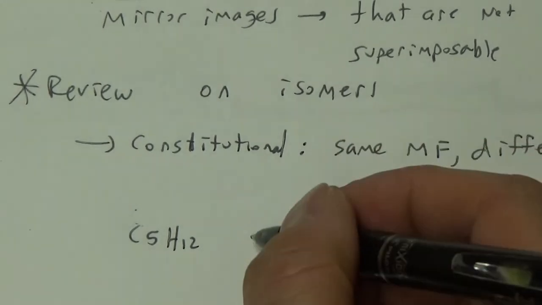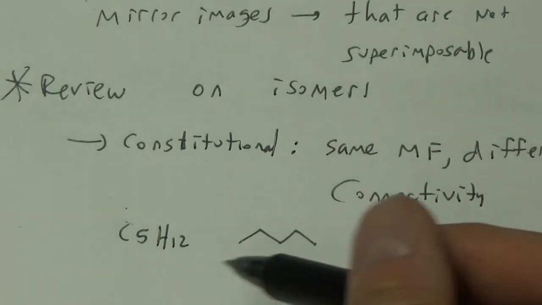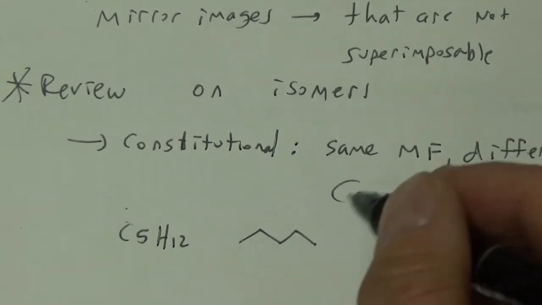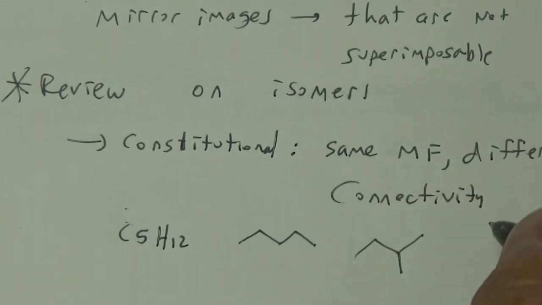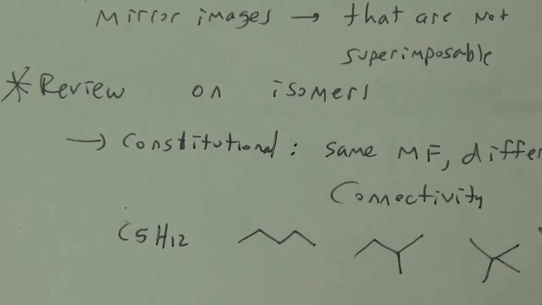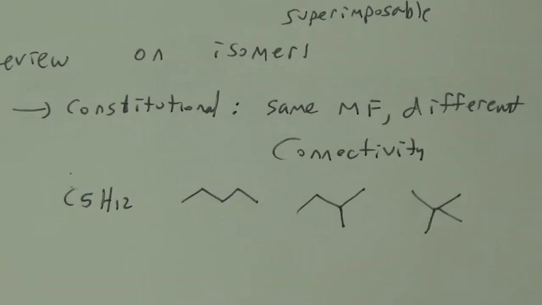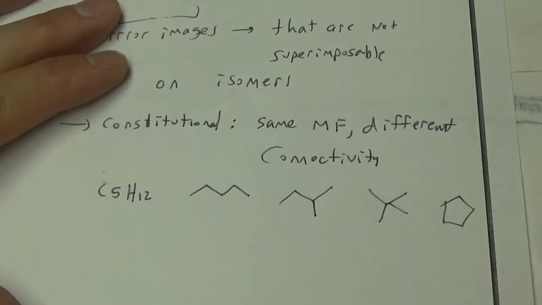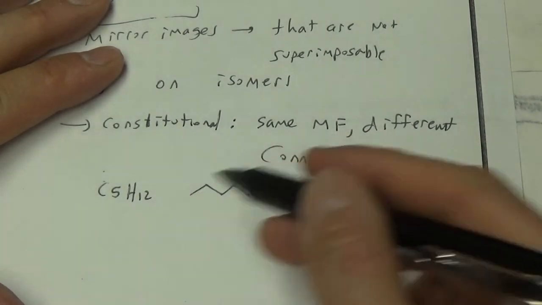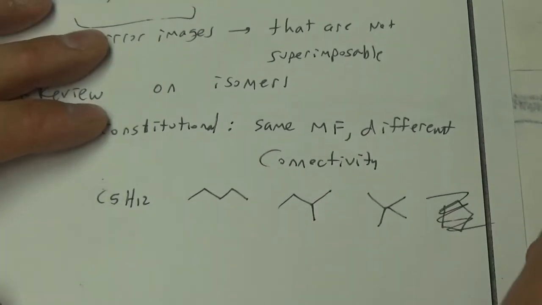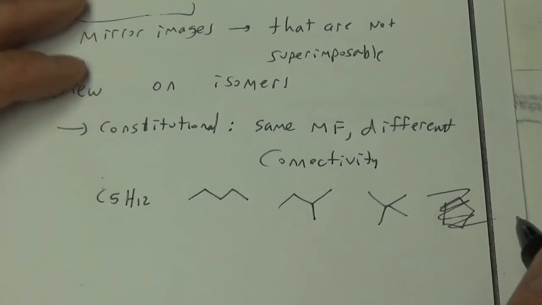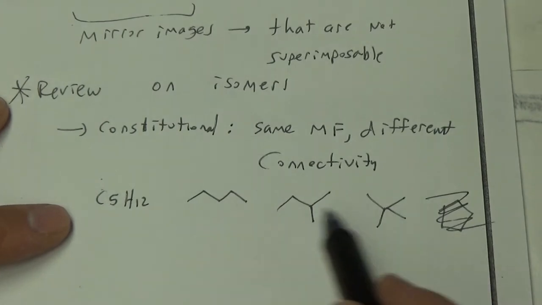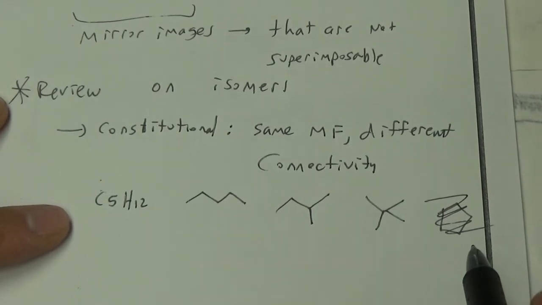And so I could draw pentane as an example, C5H12, right? I could also do it like that, but I can't draw a cyclopentane. That wouldn't work. Cyclopentane would be C5H10, and that won't work, so I can't do that, alright? And we talked about all the isomers of cyclopentane last time.